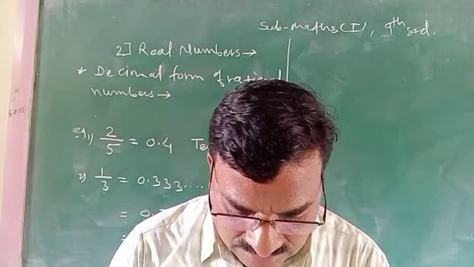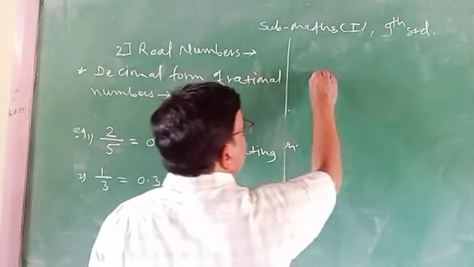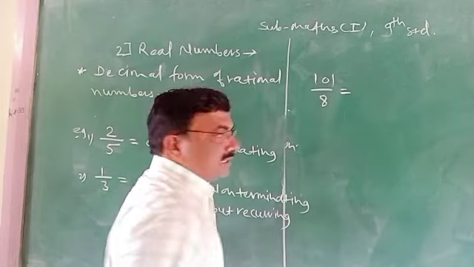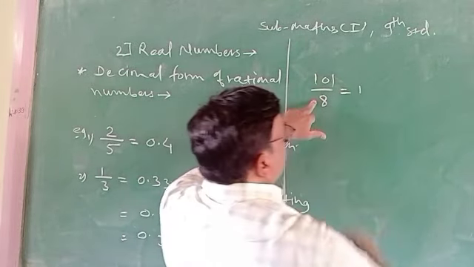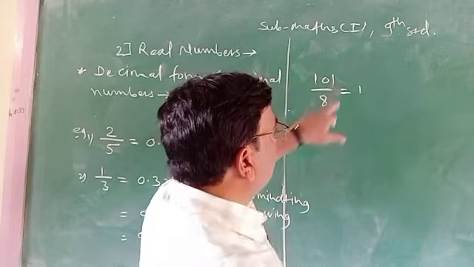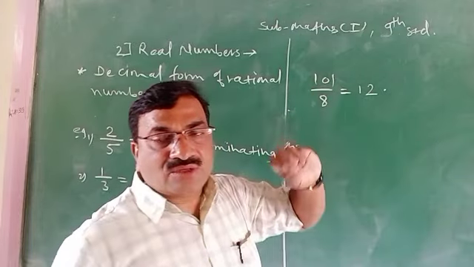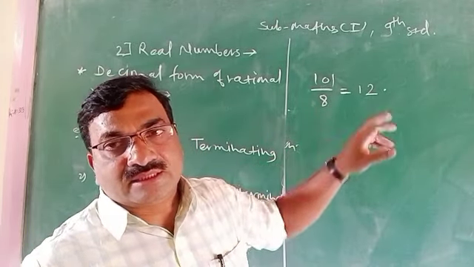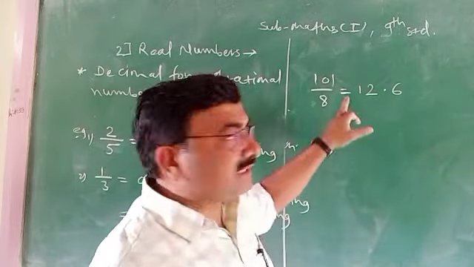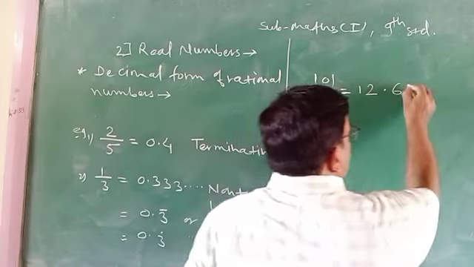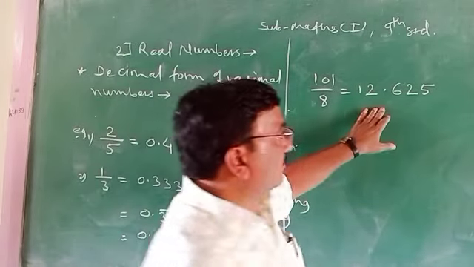Then another example, 101 upon 8. Divide this 101 by 8. 8 1s are 8. Then 2 is remaining, 21. 8 2s are 16. Then 21 minus 16, 5 is remaining. Then 50. Then 8 6s are 48. 2 remain, then again 16. Now 40. That is terminating.